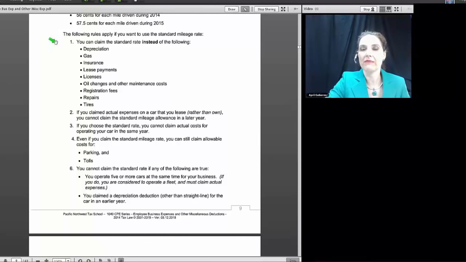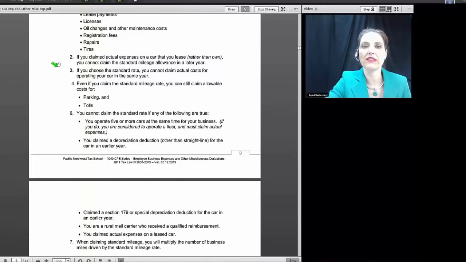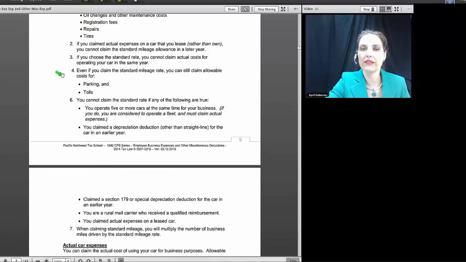You can claim the standard mileage rate instead of the following: depreciation, gas, insurance, lease payments, licenses, oil changes and other maintenance costs, registration fees, repairs, and tires. If you claimed actual expenses on a car that you lease rather than own, you cannot claim the standard mileage allowance in a later year. And if you choose the standard rate, you cannot claim actual costs for operating your car in that same year. Even if you claim the standard mileage rate, you can still claim allowable costs for parking and tolls.